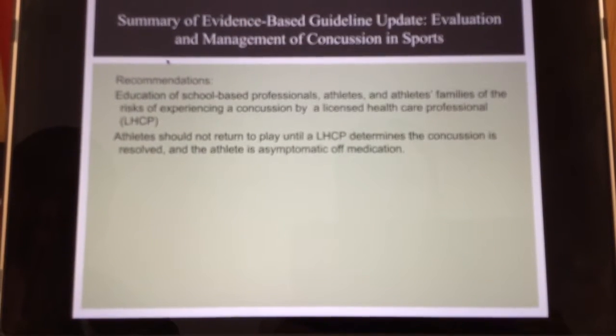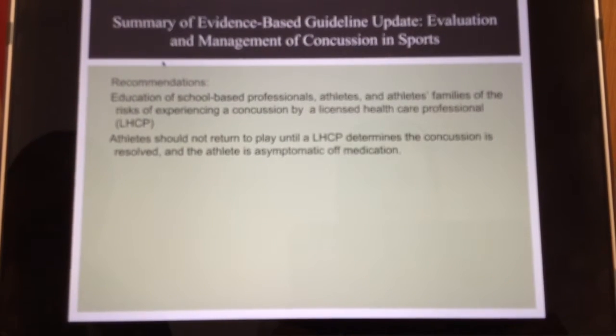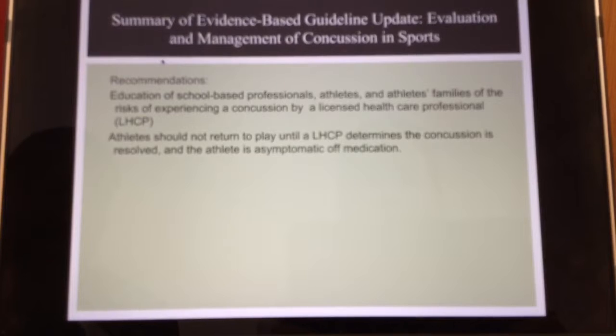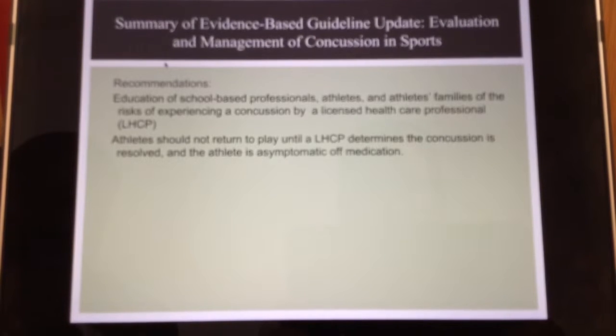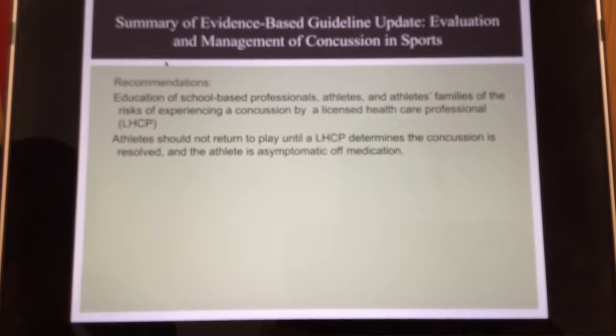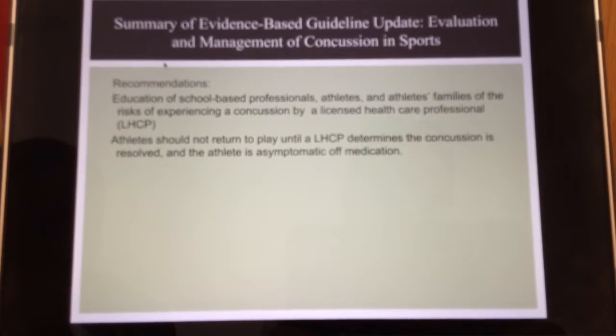And for recommendations, the biggest thing that they're pushing right now is education. The school-based professionals, athletes, coaches, athletes' families, etc. And also that the athlete should not be returned to play until they have been cleared by a licensed healthcare professional.